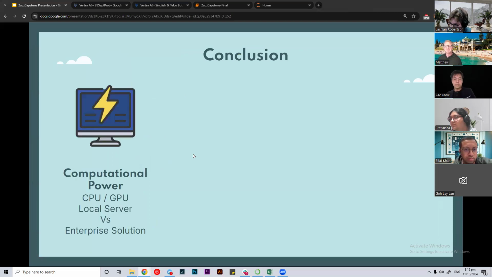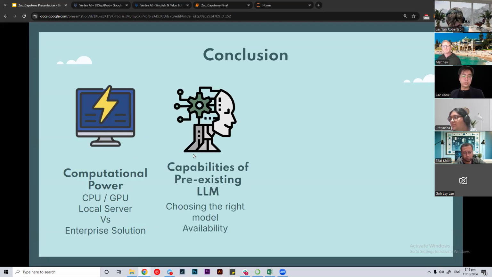So conclusion-wise, on computational power, stakeholders should think about whether they want to build their own server in terms of privacy issues or use an enterprise solution. That's why I asked the question to Roshika. I can't remember the name, sorry. Enterprise solutions are actually a lot faster in my own experience. Computational power, GPU, and the capability of pre-existing large language models matter, so there is a need to choose the right models as well. It was a learning process for me in this capstone project, along with the availability of those models.